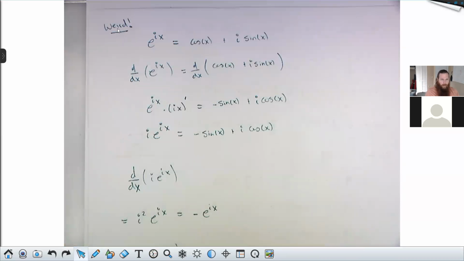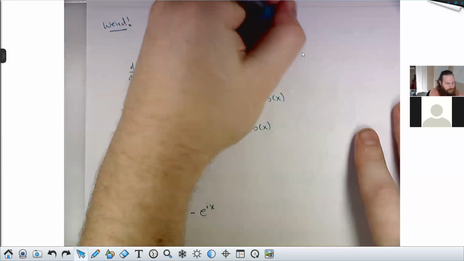So I'm certainly not going to test you on this, but I just wanted to show it to you. This is an amazing thing called Euler's formula.